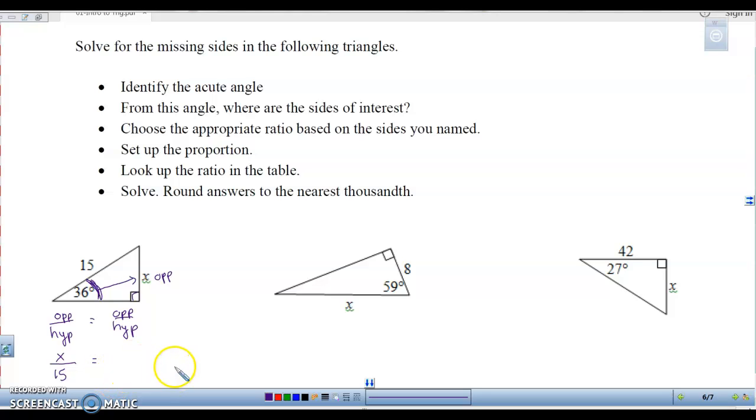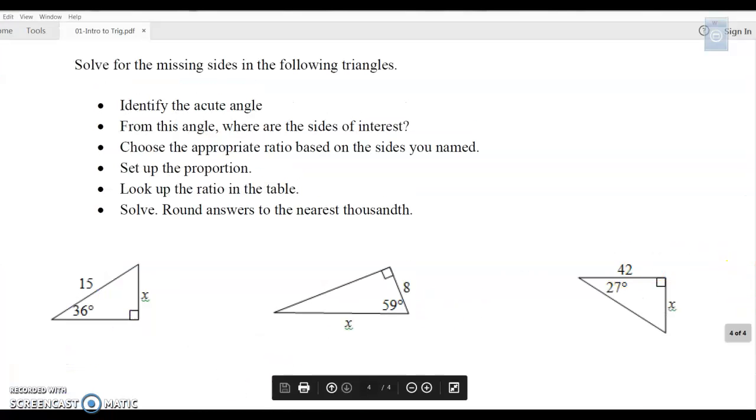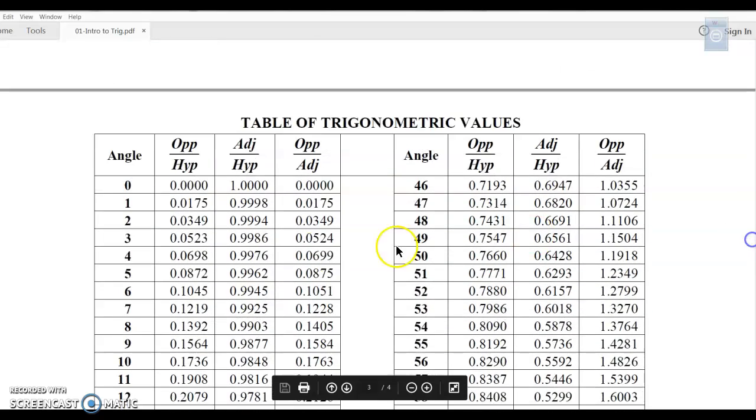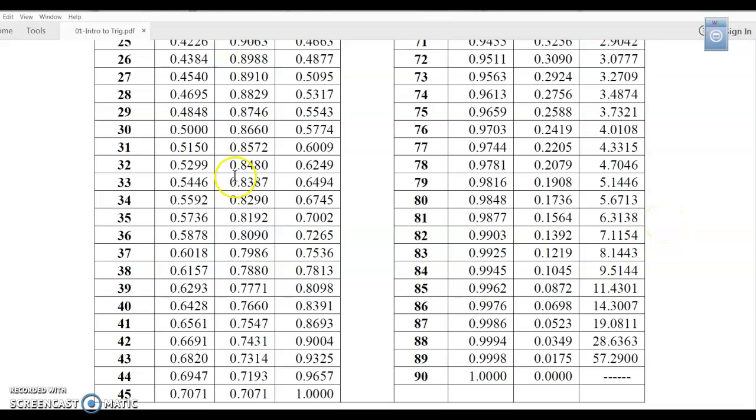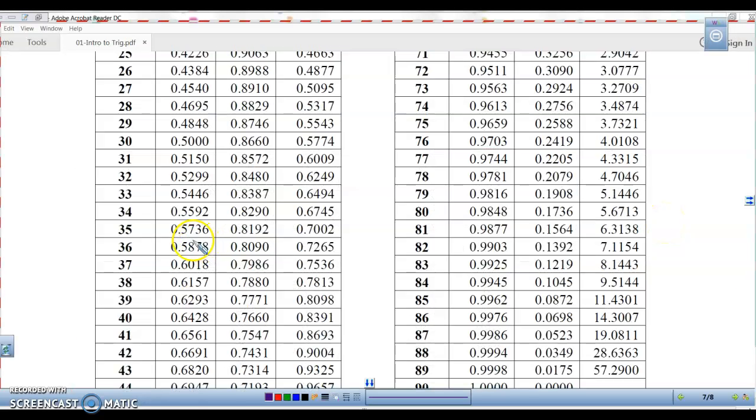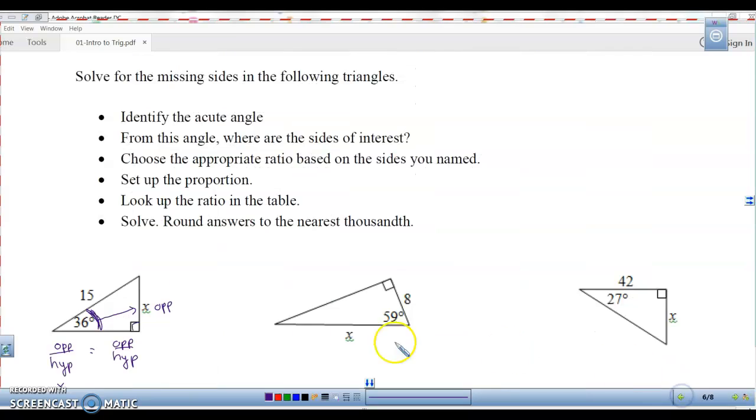Now since we're dealing with similar triangles, we want to look at our table and figure out the 36 degrees in the opposite to hypotenuse column. So here is my table that I'm looking at. Opposite to hypotenuse is the first column, and I want to go down here and find 36 degrees. 36 degrees is this ratio. The ratio of the sides opposite to hypotenuse of a 36-degree triangle is 0.5878.